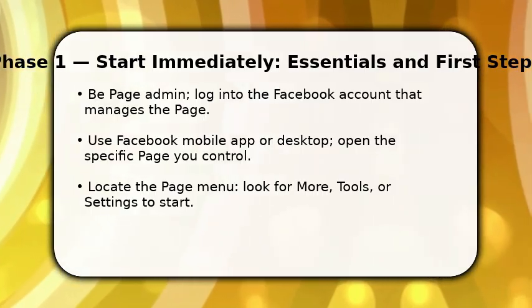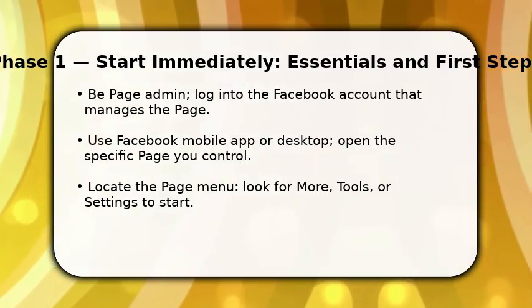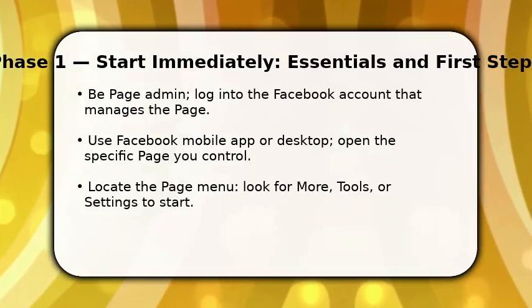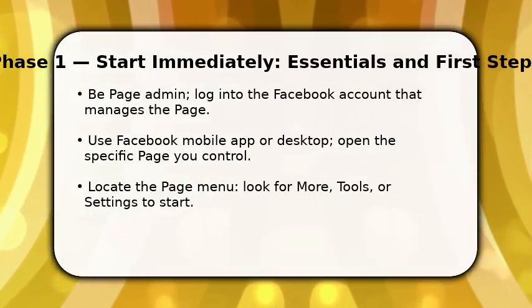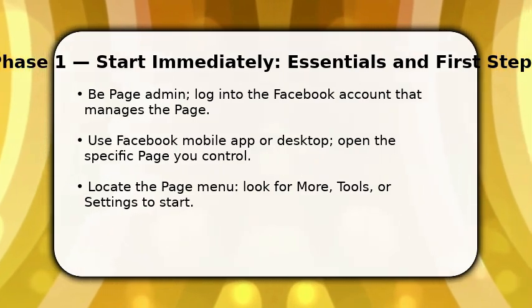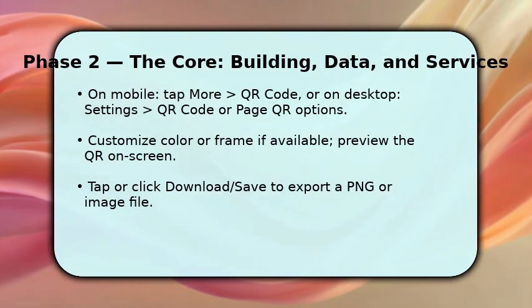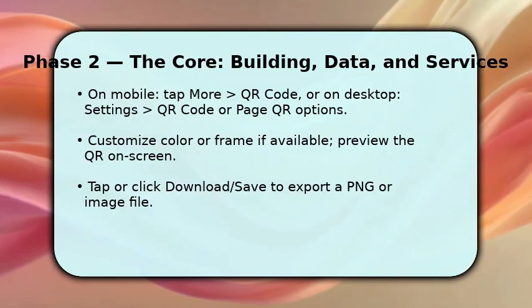Once done, look for the page menu items labeled More, Tools, or Settings. This leads you to the tools that generate the QR code. Now go into the page tools and choose QR code. On mobile, it's often under More, and on desktop, you may find it in Settings or Page Tools.